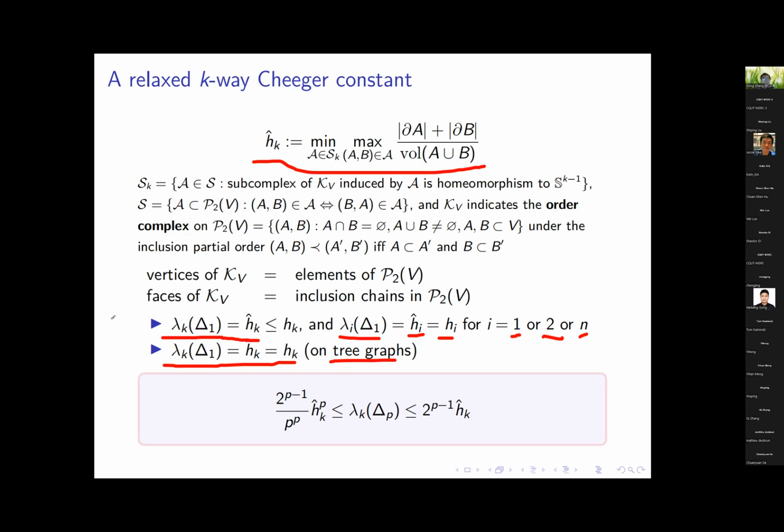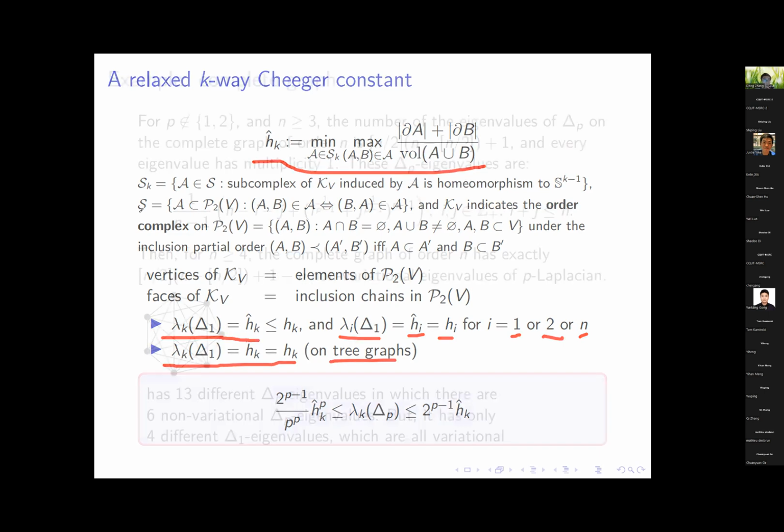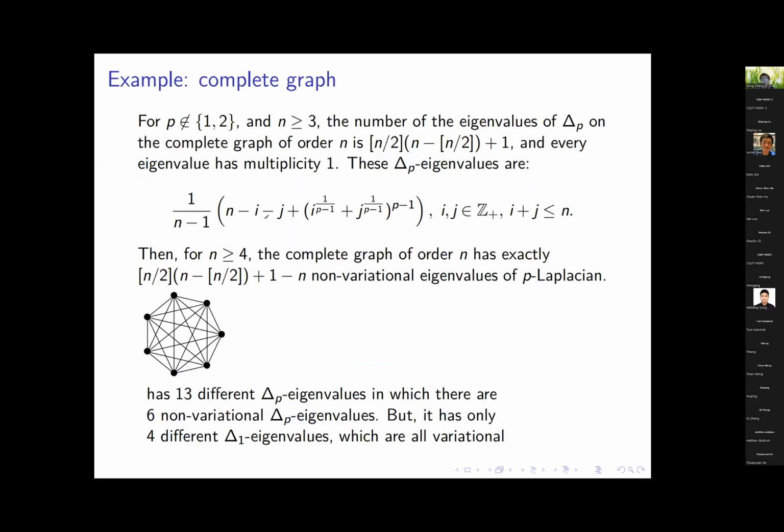For any k. Let's see some examples on the complete graph of order n. If p is not 1 and not 2, then the number of eigenvalues of the p-Laplacian of order n is about n squared over 4, and those eigenvalues are listed as follows. So for n larger than or equal to 4, the complete graph of order n has so many non-variational eigenvalues.